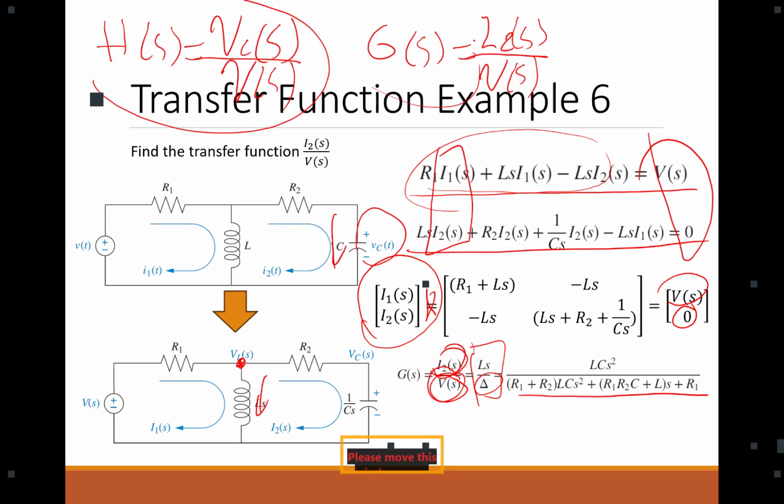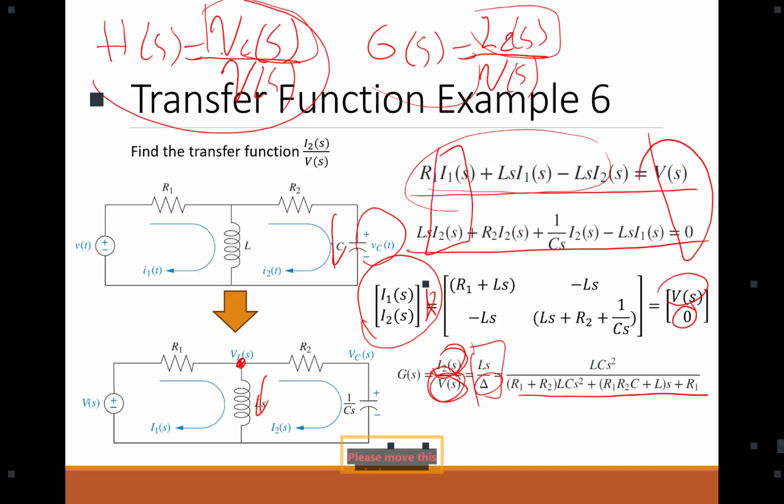I already gave you the hint. The difference between the two is that to move from G to H, we replace the current of the capacitor with the voltage of the capacitor. If you want to do that, what should you do to the rest of the equation? Keep the denominator, but the numerator changes. But how do we do that?